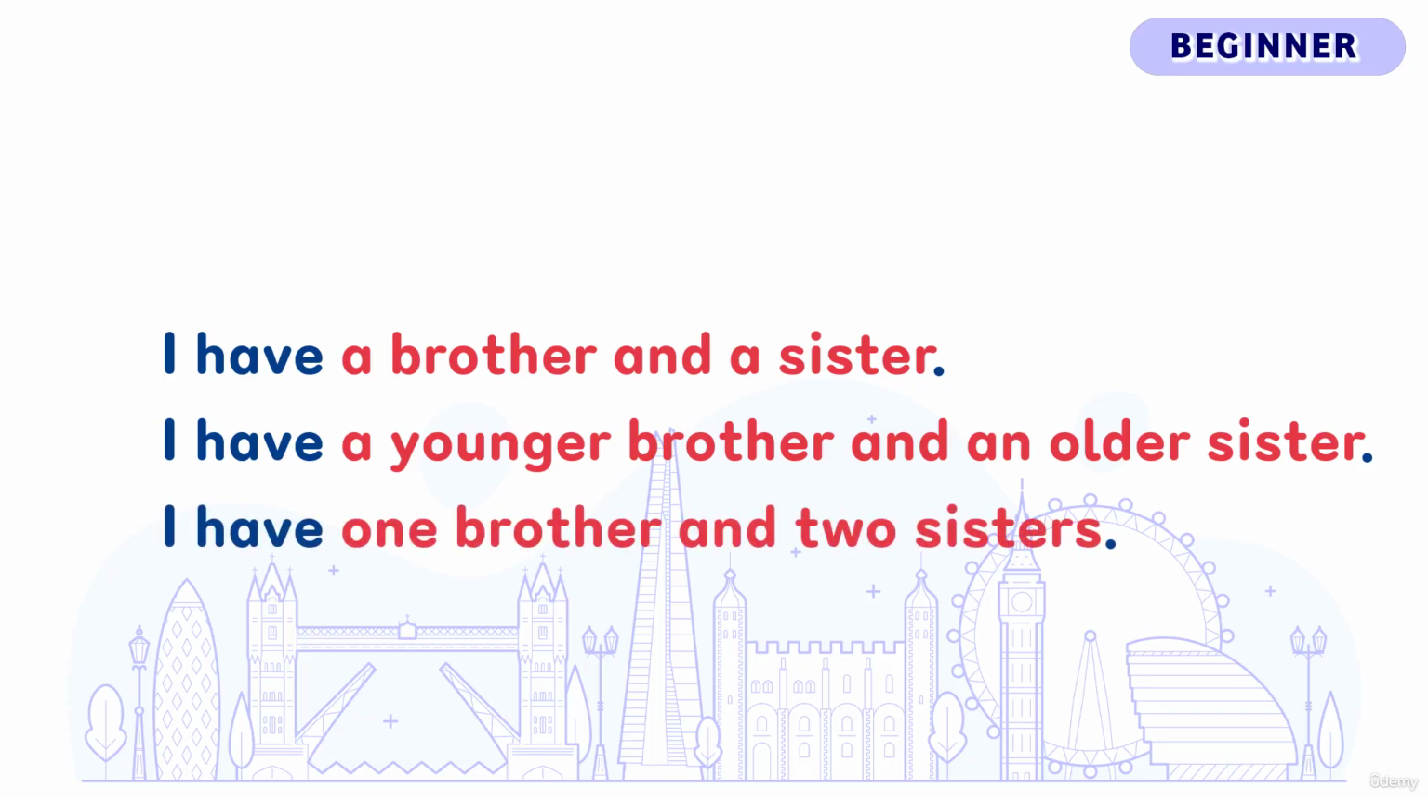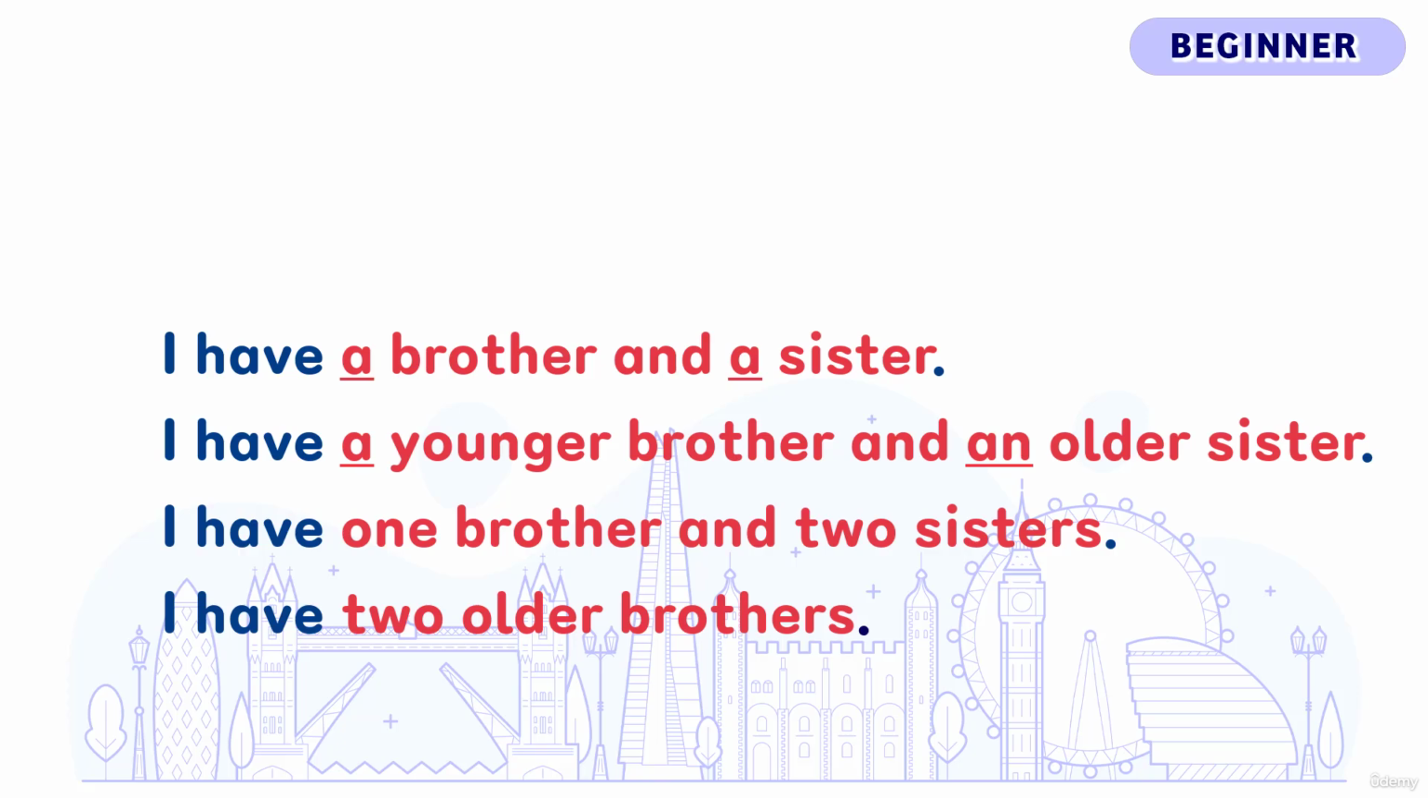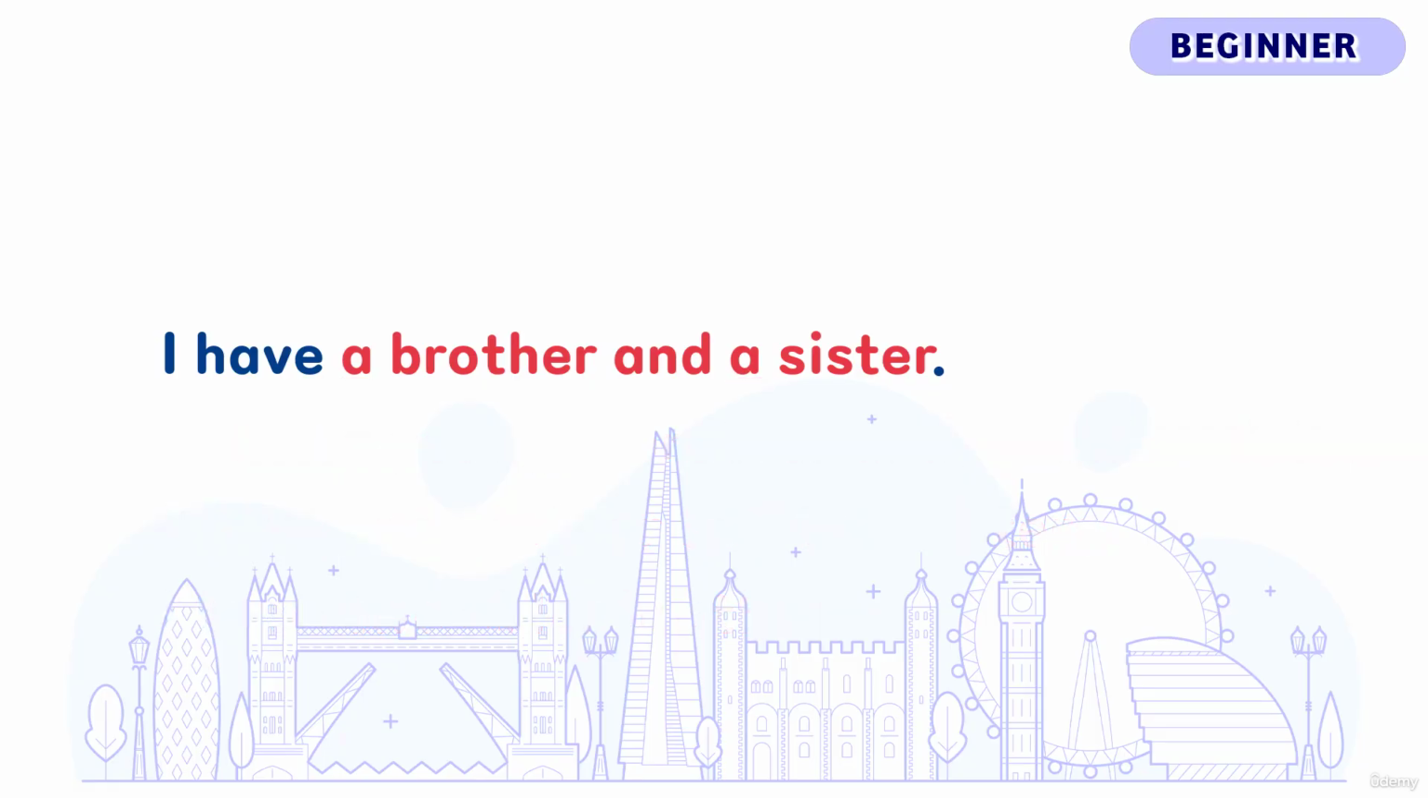I have one brother and two sisters. I have two older brothers. So there are various ways of saying how many brothers and sisters we have and whether they are older or younger. Also, one other point to note is that when we want to say that we have one brother or one sister, we can use the articles a or an or the number word one. Both are fine.